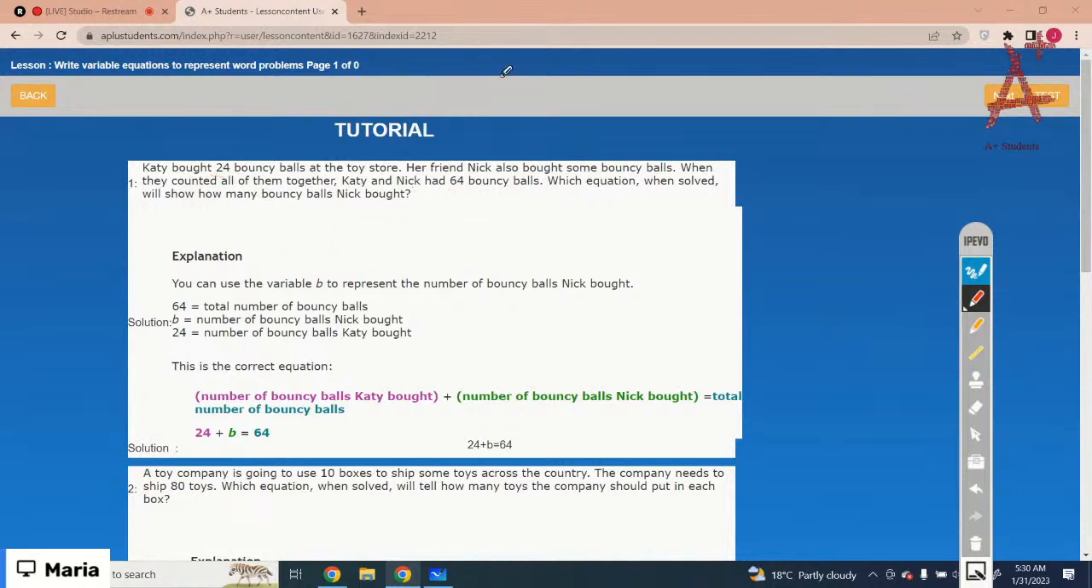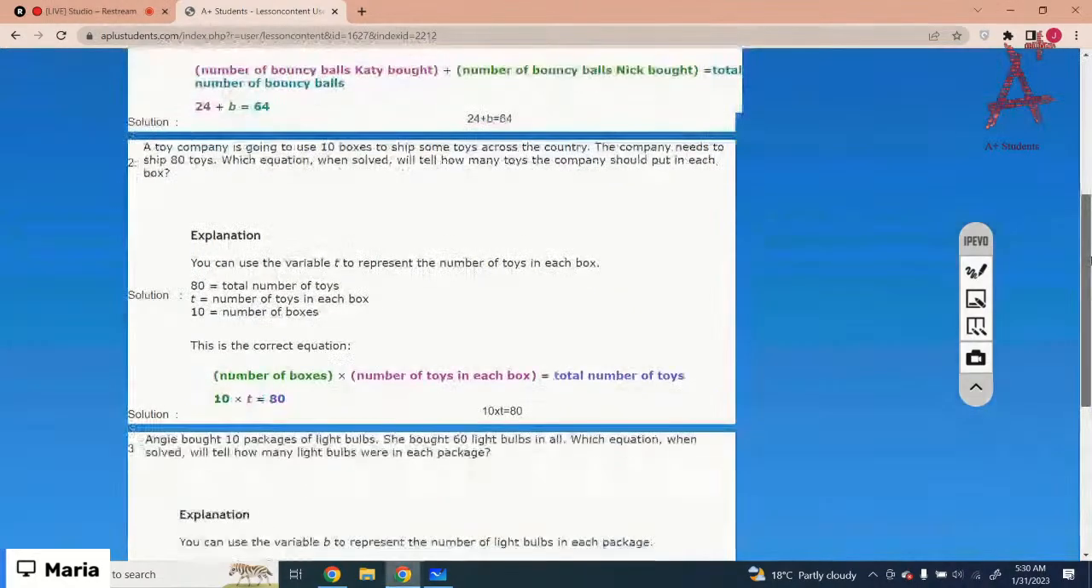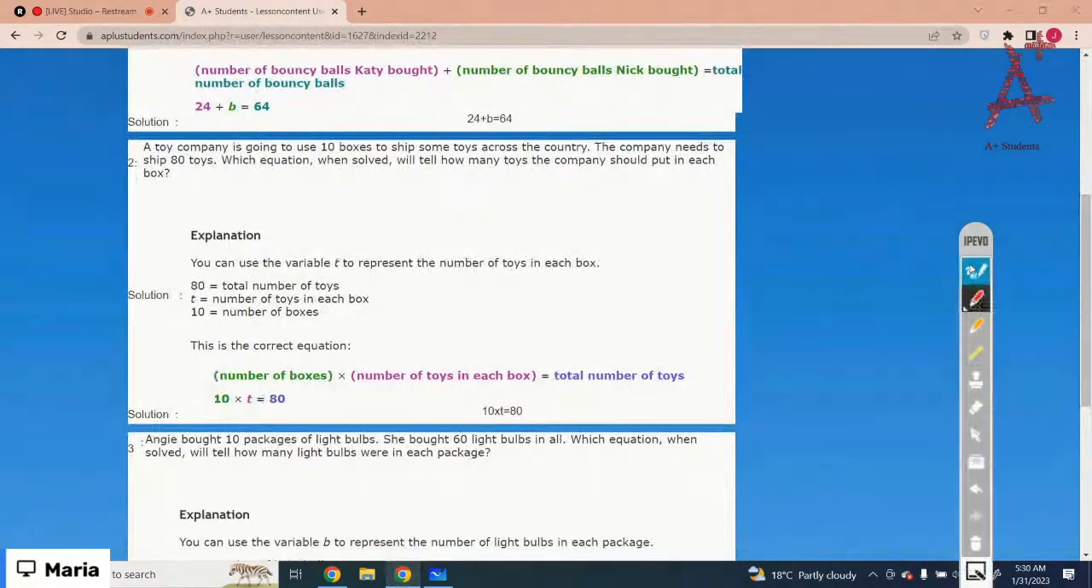Let's do another example. A toy company is going to use 10 boxes to ship some toys across the country. The company needs to ship 80 toys. Which equation, when solved, will tell you how many toys the company should put in each box? Now you have the words "how many times." Got it? That means the things in the equation are multiplying.